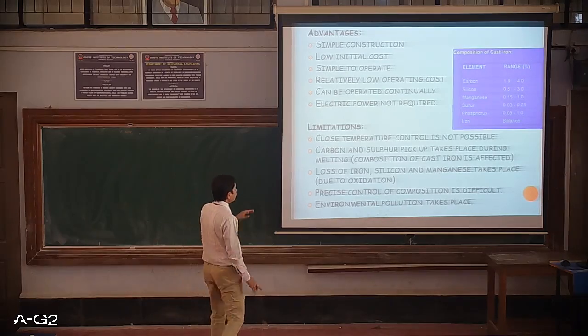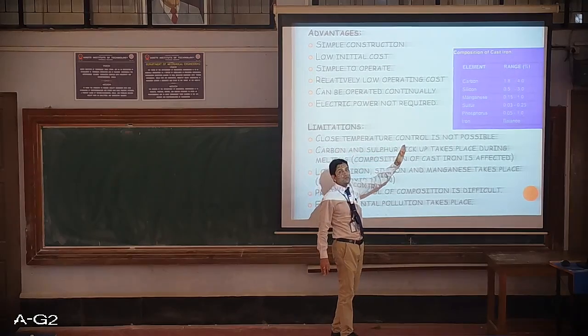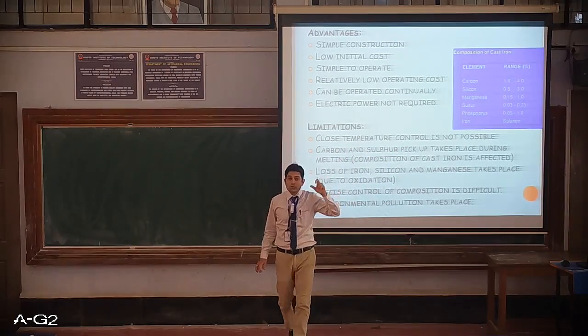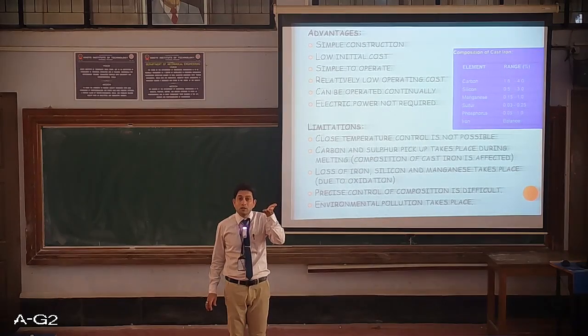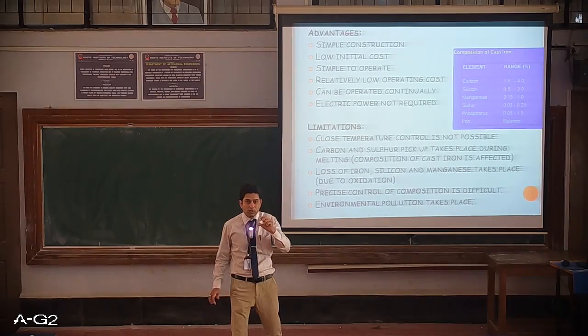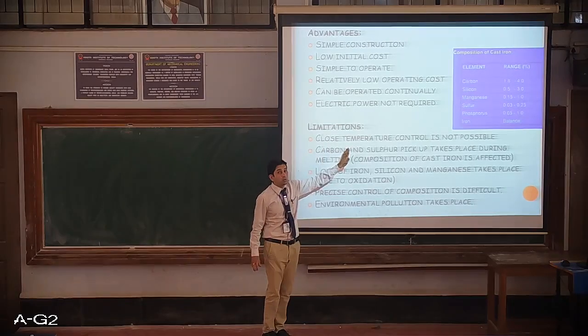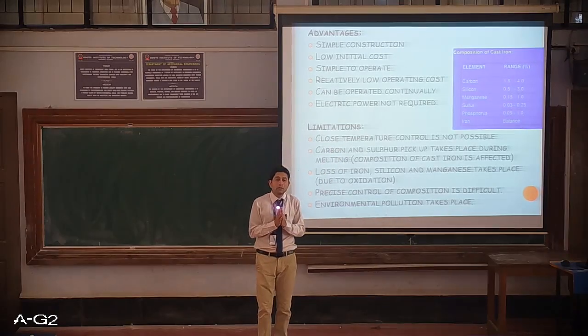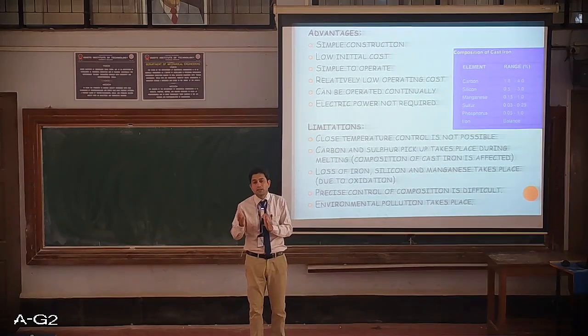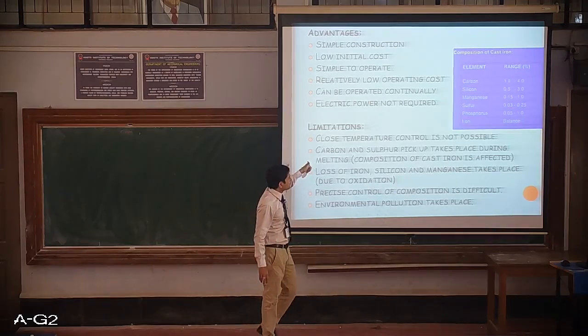First thing is that close temperature control is not possible using this type of furnace. What does this close temperature mean? It means that if you are expecting the temperature to be raised to some high level, in the case of the cupola furnace, that temperature might not be exactly reached. Sometimes plus or minus of that temperature will be reached. So the temperature cannot be controlled to a very close extent. You can take a plus or minus of some 50 or 100 degrees Celsius. So that is the meaning of this first limitation.